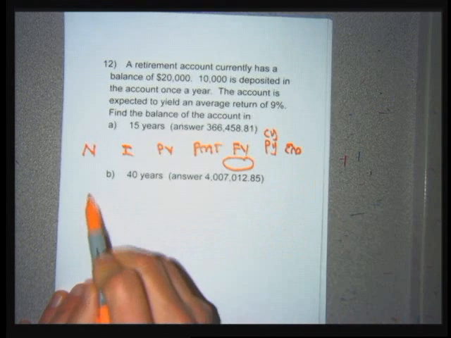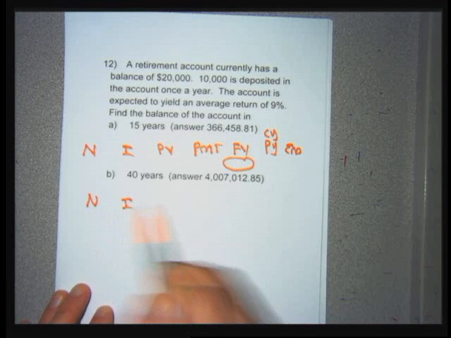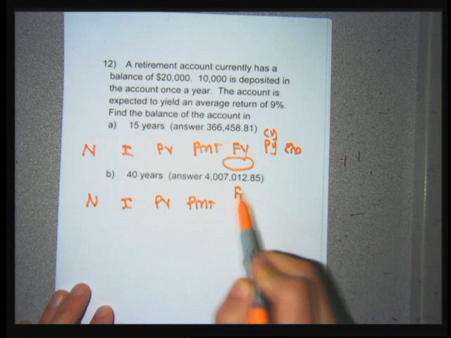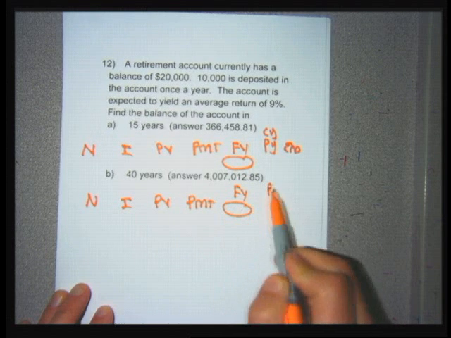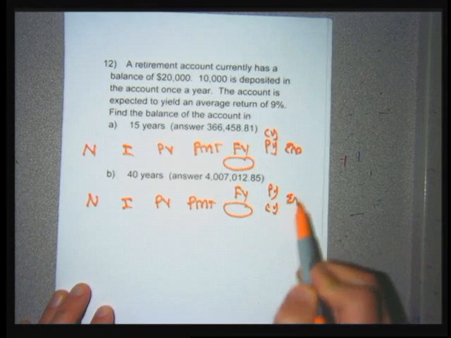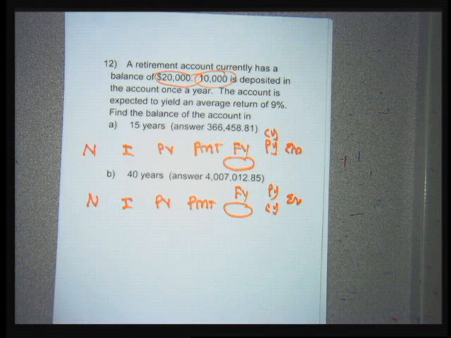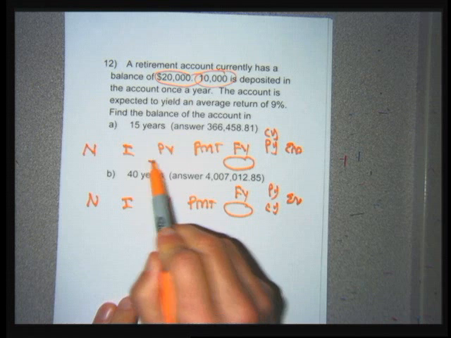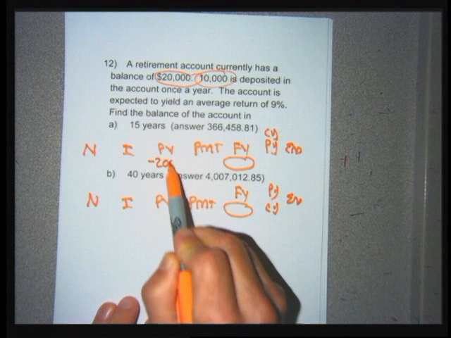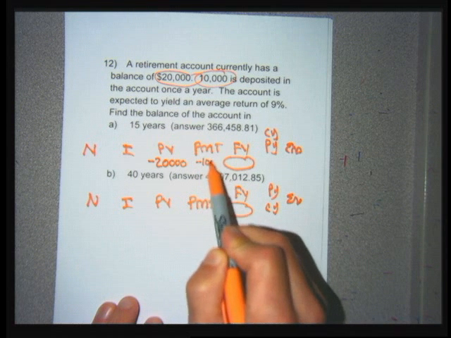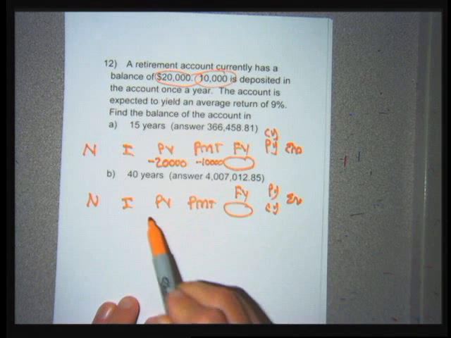Just like in problem 11, for my keystrokes on my calculator, the only difference is going to be what the N is. As I look at this problem, I'm saving money, and there's already money in the account. The PV and the PMT need to have the same signs. The PV is going to be the amount of money that you have saved up before you start making the bigger deposit. The PMT is going to be the deposit.